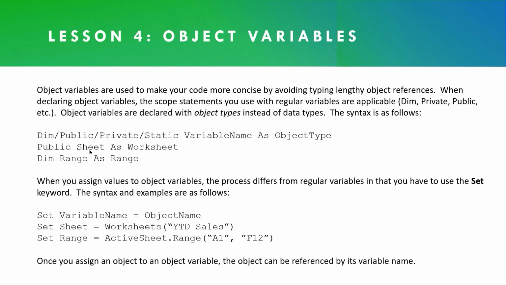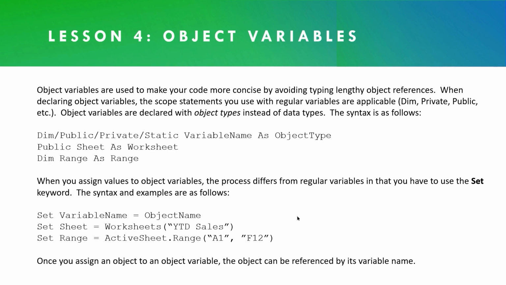Public sheet as worksheet, Dim range as range. When you assign values to object variables, the process differs from regular variables in that you have to use the Set keyword. So Set variable name equal to object name. Set sheet equal to Worksheets year-to-date sales. Set range equal to ActiveSheet Range A1 to F12. Once you assign an object to an object variable, the object can be referenced by its variable name.